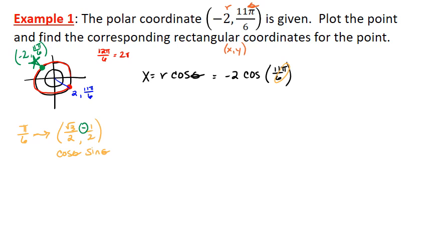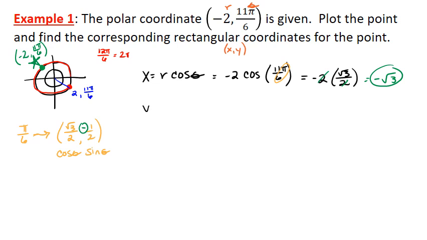Now, if you don't have any idea what I just talked about, you absolutely are going to have to review your unit circle, because I'm not really going to spend a lot of time reviewing that. So this becomes -2 times cosine of 11π/6, which is √3/2. The 2's will cancel, so -√3 is the value that we get for x.